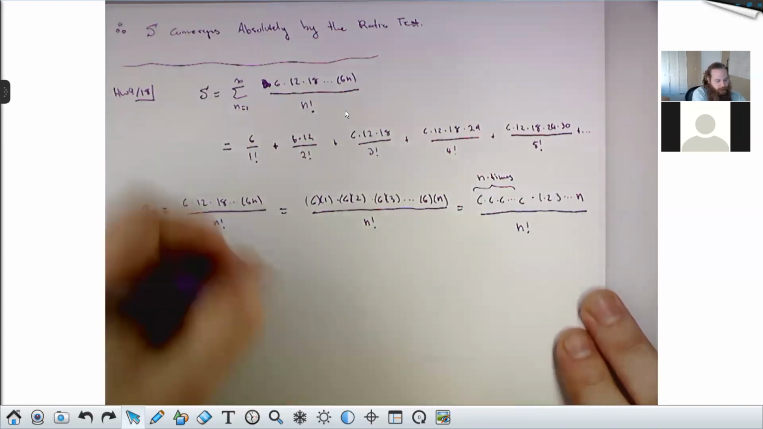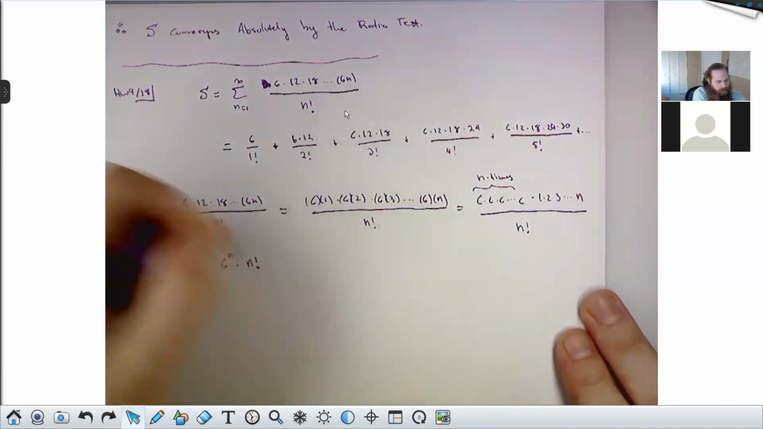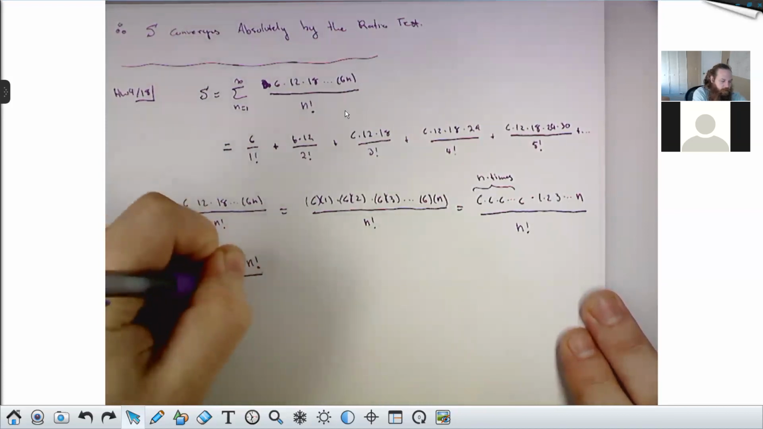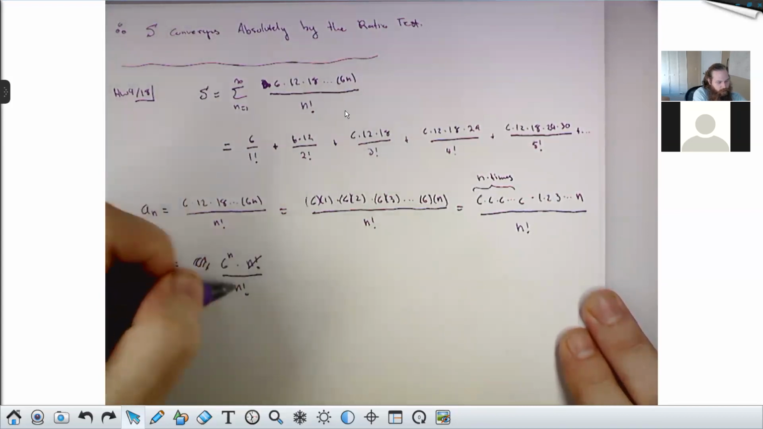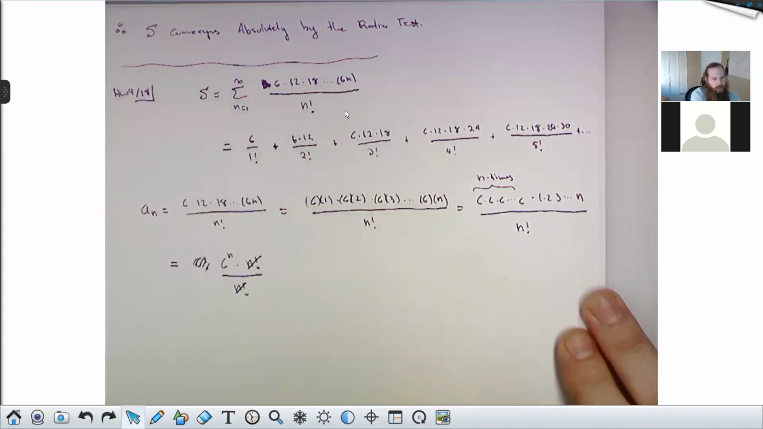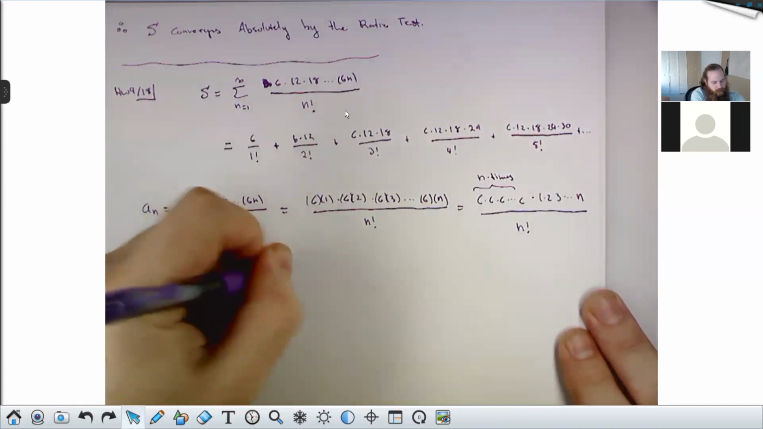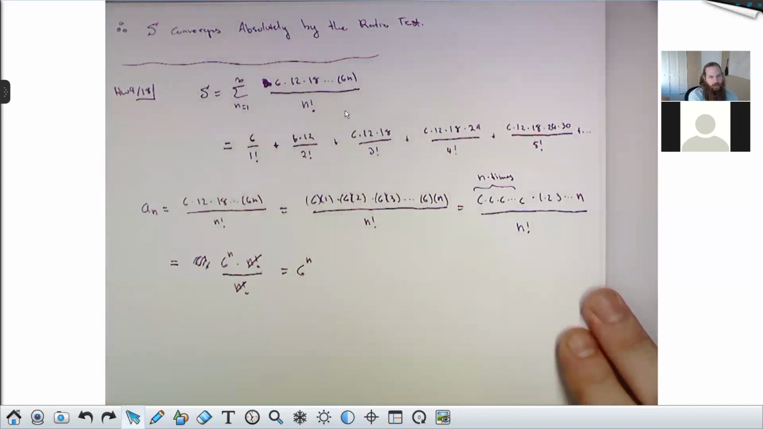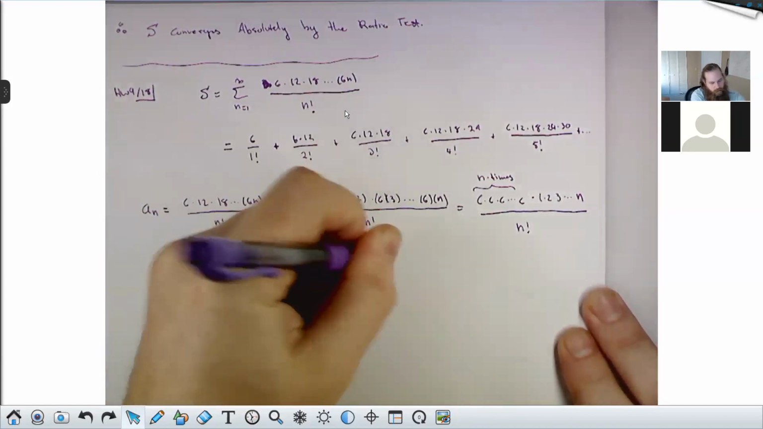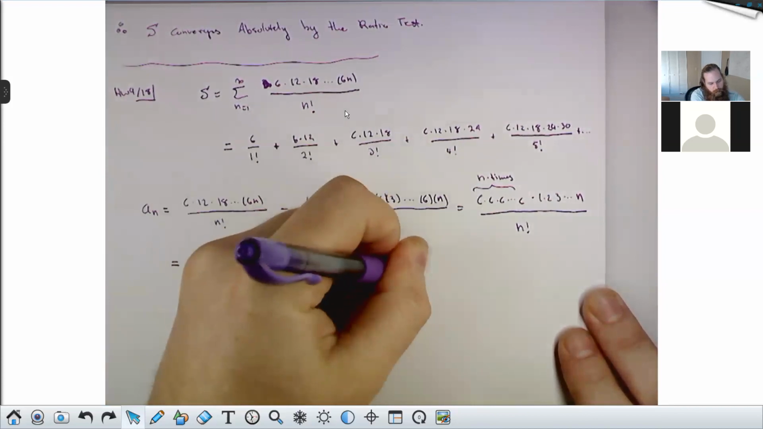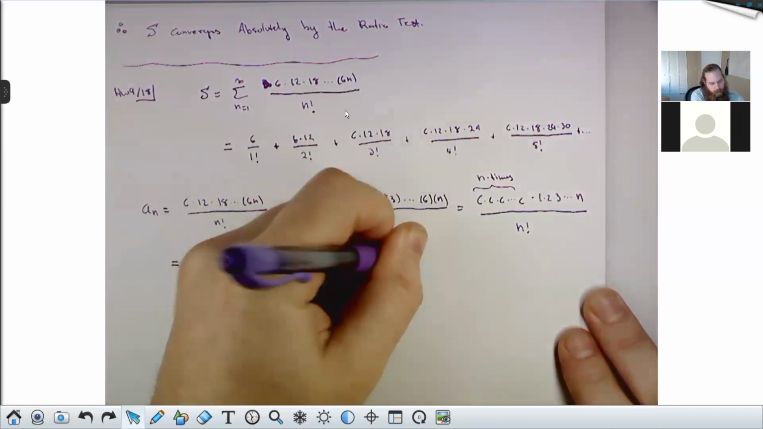Yeah, that's n factorial. So the numerator here is really 6 to the n times n factorial. So this is 6 to the n times n factorial over n factorial. You can cancel the n factorials. This series is actually geometric, with common ratio 6. And this is by far the fastest way to solve this problem.